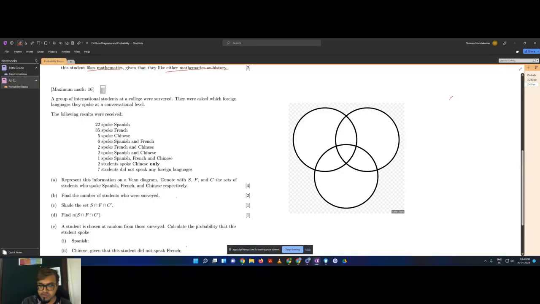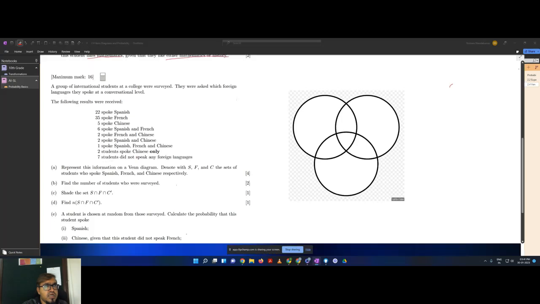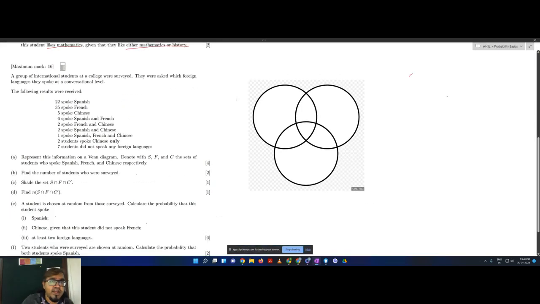So let's look at this problem from Revision Village. It's again a problem related to Venn diagrams and probability. Let's see what it has to offer. A group of students at a college were surveyed. They were asked which foreign languages they spoke at a conversational level. And the following results were received.